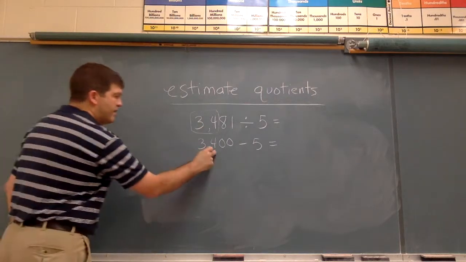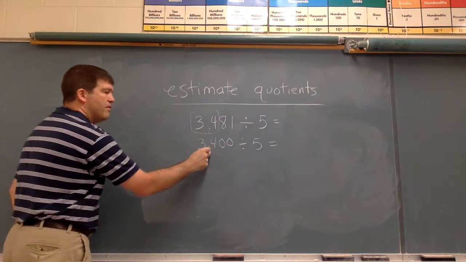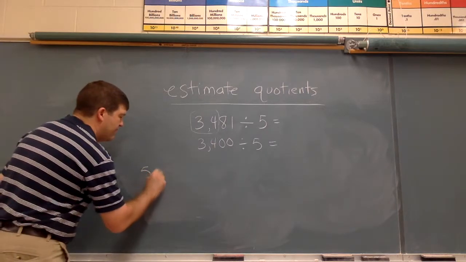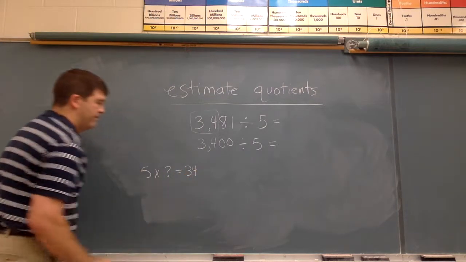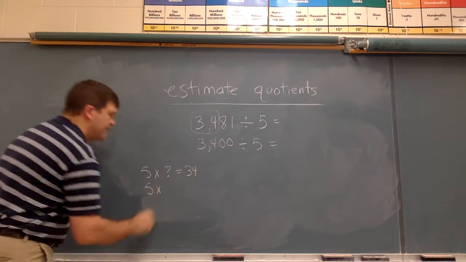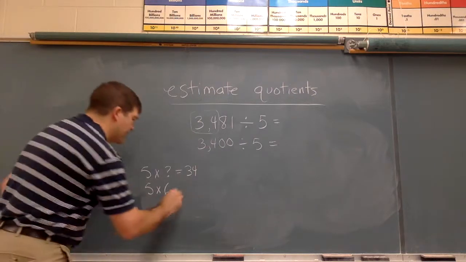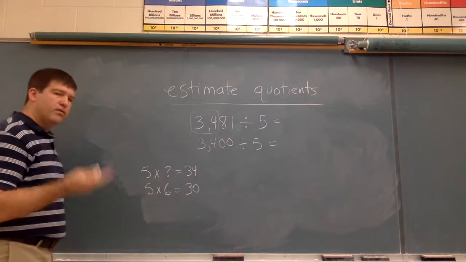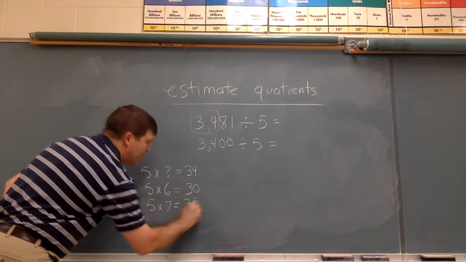So then I come over here and I want to see what does 5 go evenly into to get me close to 34. So 5 times what gets me close to 34. Now I'm going to go a little bit over, a little bit under. So I'm going to go 5 times, I know 5 times 6 is 30. That seems pretty close. So I'll go like that. Now that one's a little bit under, so I want to go a little bit over. So I'm going to go 5 times 7 equals 35.